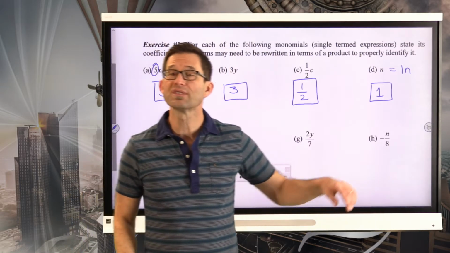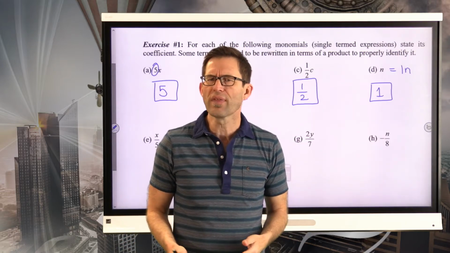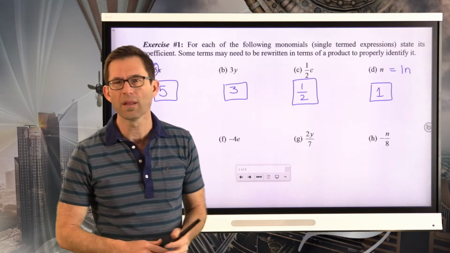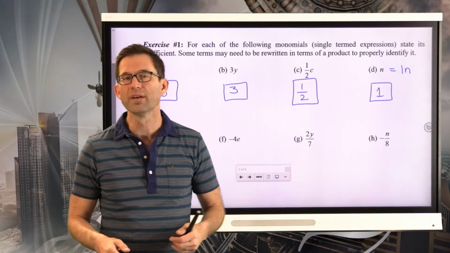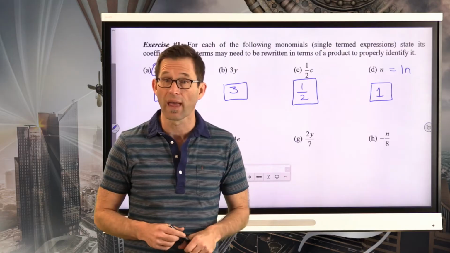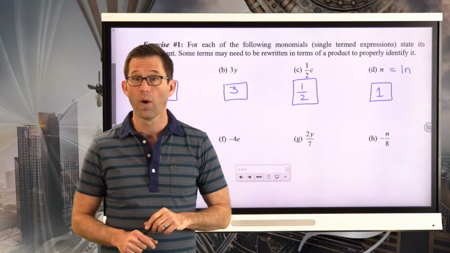We almost never see something like this, right? 1 times n. Why would we write that? 1 times n is just n. It'd be like writing n plus 0. Why would we do that? The plus 0 really doesn't tell us anything or give us anything extra, right? So we have to recognize that the coefficient of this is the number 1.